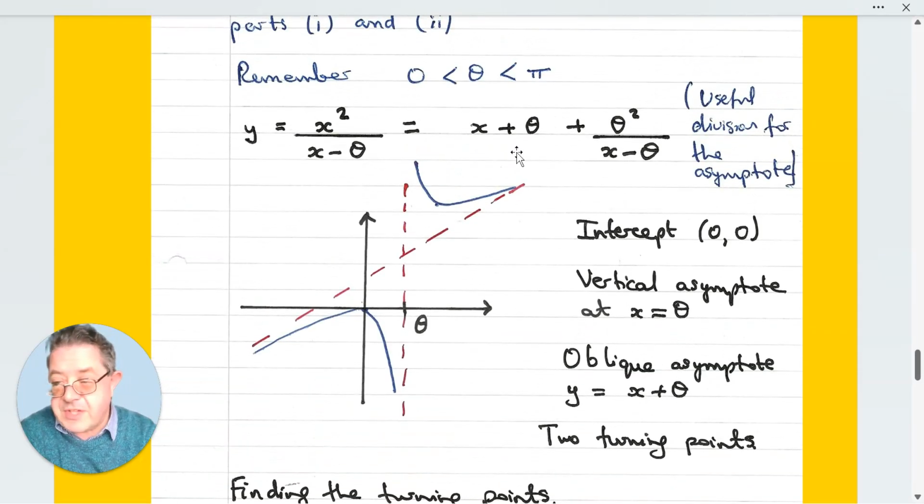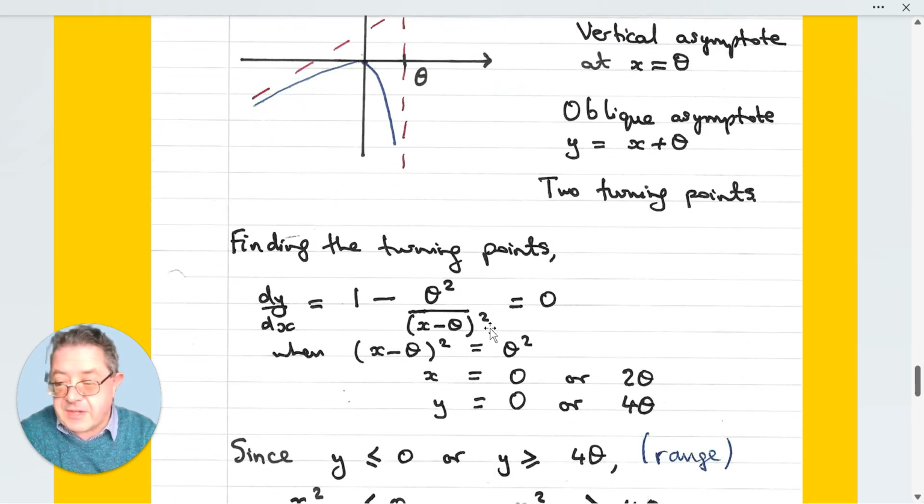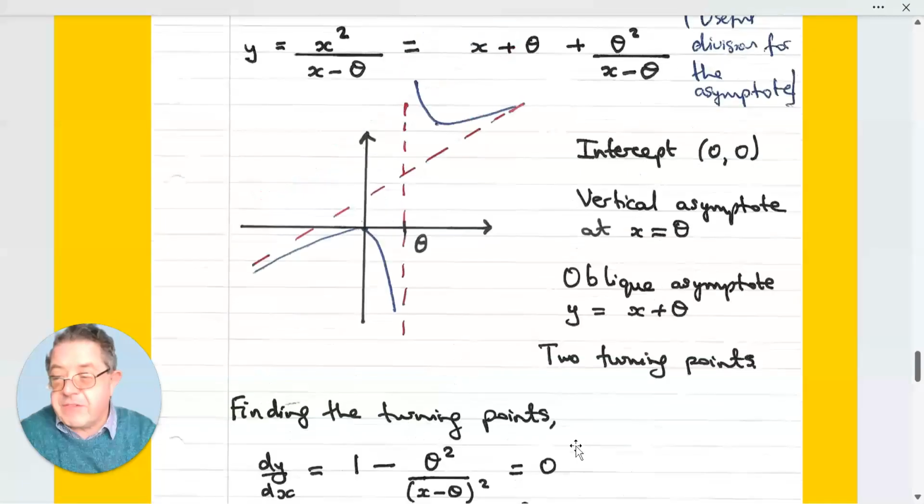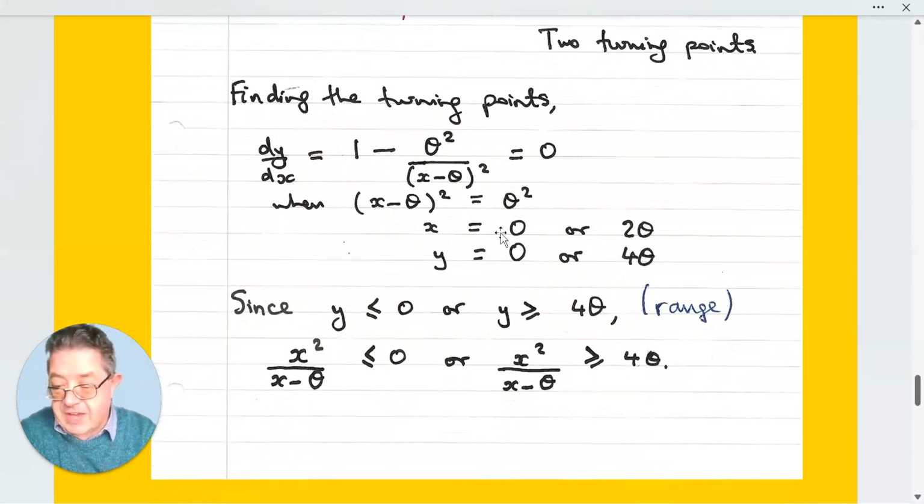So I would suggest this time we differentiate, probably the alternative divided out version of the curve. dy/dx equals 1 − θ squared over (x − θ) squared, and that will give us y is 0 or 4θ, x is 0 or 2θ. So our turning points are (0, 0) and (2θ, 4θ). That means that y is less than or equal to 0 on the left-hand side of the curve, or y is greater than or equal to 4θ for the right-hand side of the curve. So we have what it asks, less than or equal to 0, or greater than or equal to 4θ.